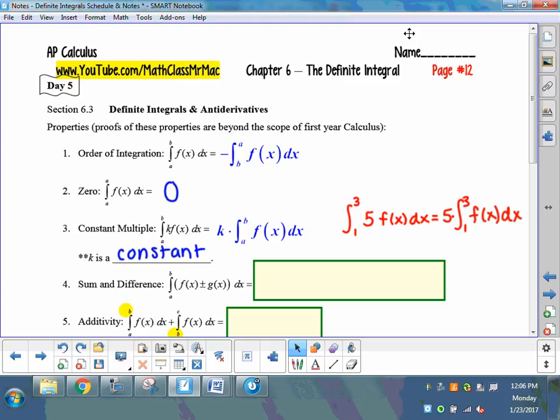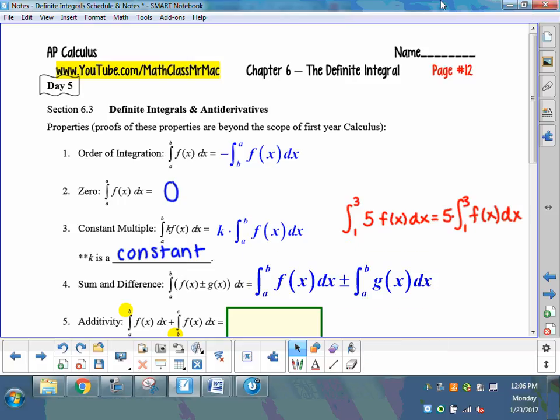Now, if there's a sum or difference of two different functions, you can write it out as two separate integrals. The integral from a to b of f of x, plus or minus the integral from a to b of g of x. So you can separate an integral if there's addition or subtraction, and if there's a multiplier in front, you can put that multiplier out front. Take a look at the next one, number 5. Questions on these first 4?